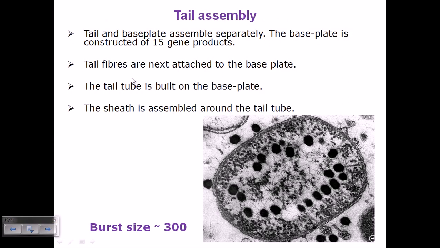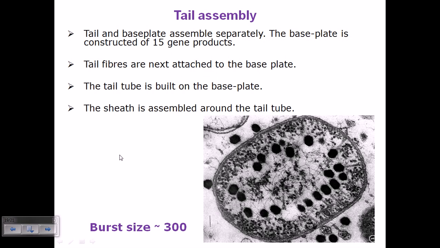Now the tail assembly. The tail and base plate assemble separately. The base plate is constructed of 15 gene products, and after the base plate assembly, the tail fibers are next attached to the base plate, and the tail tube is built on the base plate. So you can see the base plate is the base. That's why it's called the base plate, because it is the first thing.